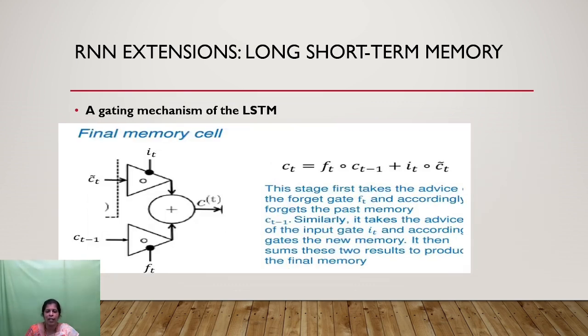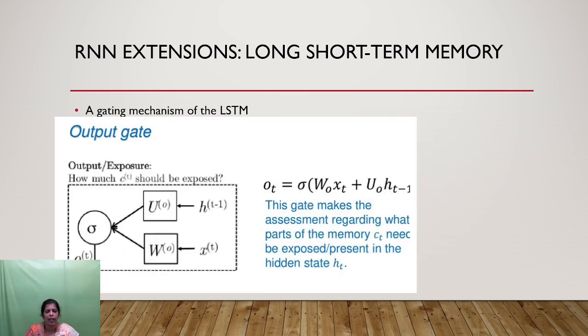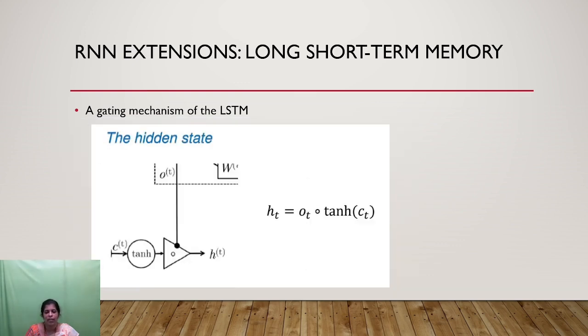And the final memory takes the advice of the forget gate, and accordingly it will forget the past memory, and it takes the advice of the input gate, and accordingly it will pass on a new memory. So both results are taken into account in order to produce the final memory. The output gate assesses which part of the memory needs to be kept and what is present in the hidden state. So usually W_o x_t is the current state, and U_o h_(t-1) is the previous hidden state. The hidden state here will be applied in the tanh function.